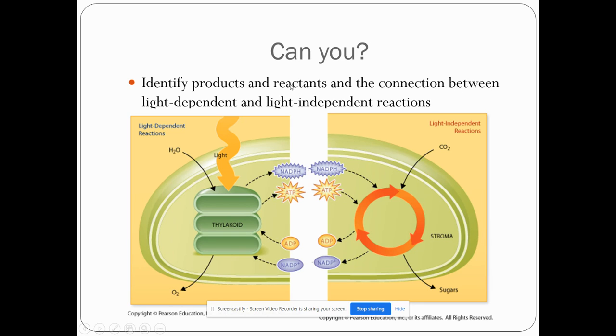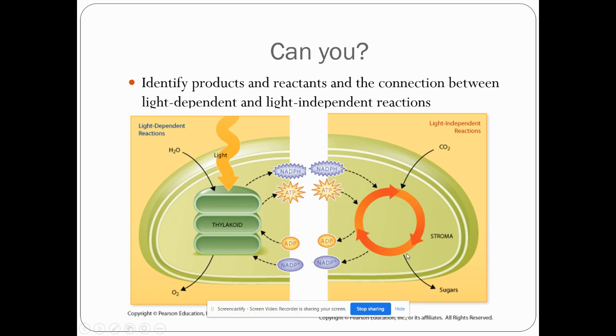The reactant is what goes into the reaction, right? So that would be water going in, sunlight going in, and the product is what we get out of it. That would be oxygen, right? Plants take in water. We know plants give off oxygen. On the other side of the reaction, the light independent, a reactant would be CO2, because CO2 is going in. And what's coming out? What are we making? What is our product? Sugars, specifically glucose.